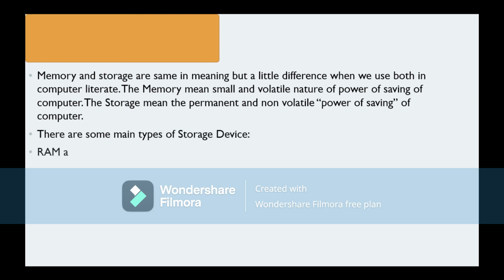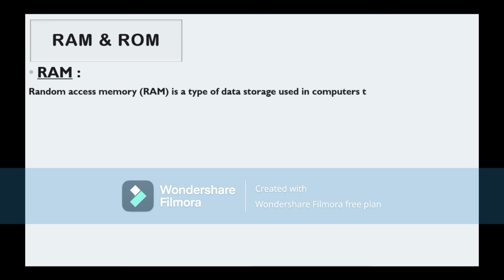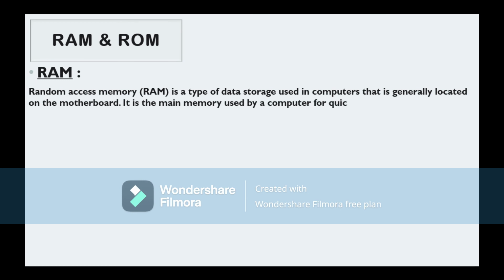There are some main types of storage devices and memory: the RAM and ROM, registers, hard disk, and removable media, which is USB drives. RAM is random access memory, a type of data storage used in computers that is generally located on the motherboard. It is the main memory used by a computer for quick access since it's much faster to read and write than other forms of storage. RAM is used as a speed for a computer.